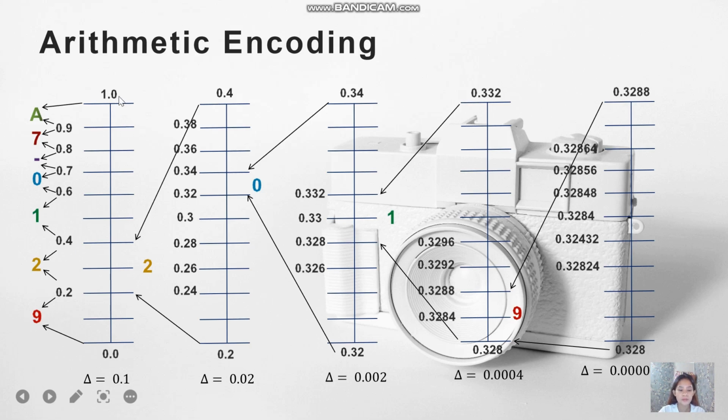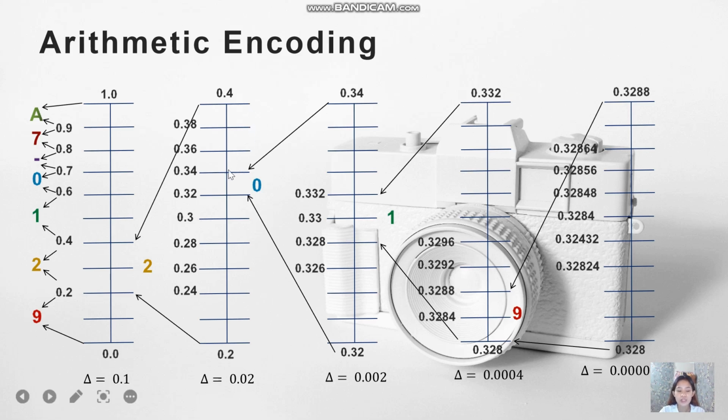So 1.0 is the upper boundary and 0.0 is the lower boundary. So adding the 0.2, which is the probability of 9, and then adding another 0.2 equal to 0.4 for the number 2. For the number 1, adding 0.2 again, which is 0.6 in total. And for the 0, 7 and letter A, the probability is 0.1, added in every step of the way until we get to the upper boundary, which is 1.0.